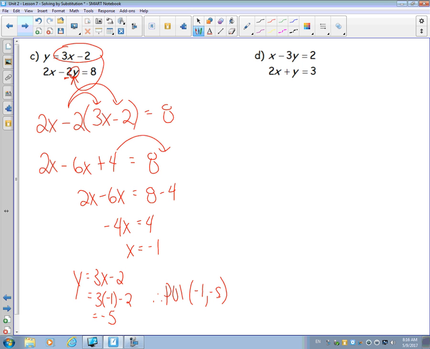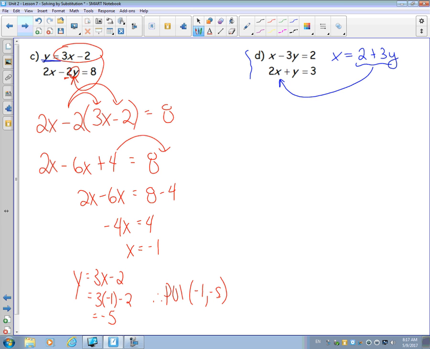Okay, letter C done, now D. D is different, sort of. In D, if I want to use substitution, I don't have a letter that's by itself. In the first 3 examples, I always had something like y equals or x equals. In this system, nothing is by itself. But I think it's pretty easy to get something by itself. For instance, I could rewrite the first equation as x equals 2 plus 3y. And if that's true, then that could go in for x.